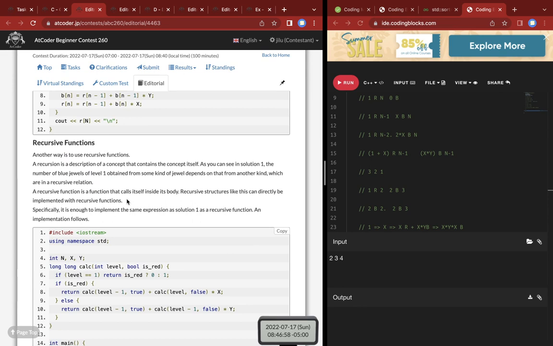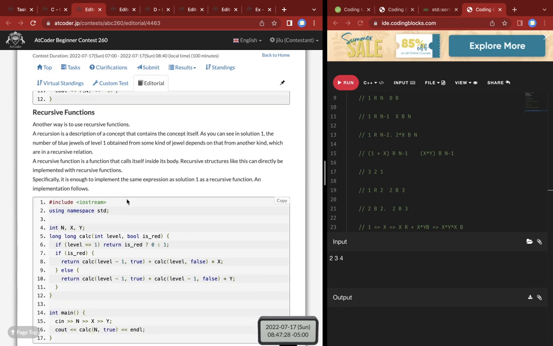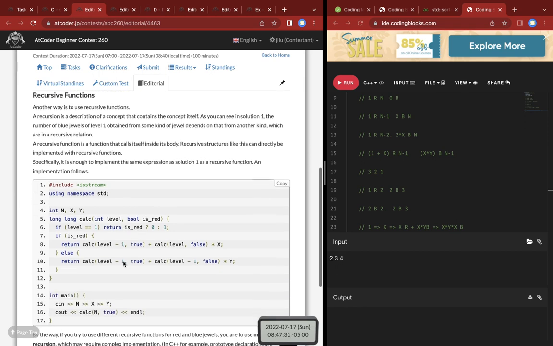Okay, recursive. And the other way is to use a recursive function. Recursion is a description of a concept that contains the concept itself. As you can see in the solution, the number of blue jewels of level 1 obtained from some kind of jewel depends on that from another kind, which are in a recursive relation. A recursive function is a function that calls itself in its body. Recursive structures like this can be directly implemented with a recursive function. It is enough to implement the same expression as solution one as a recursive function. And the implementation is as follows.